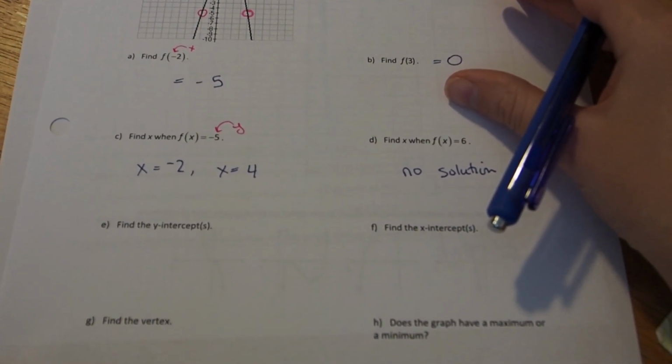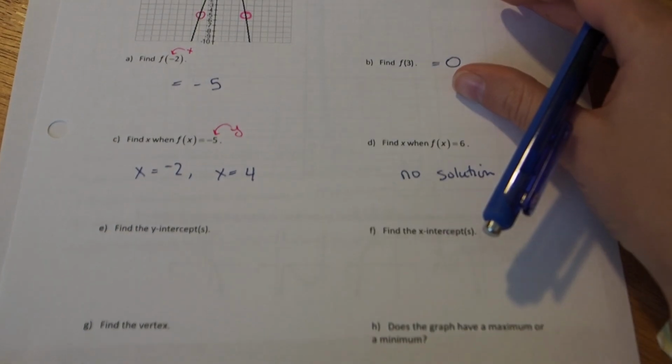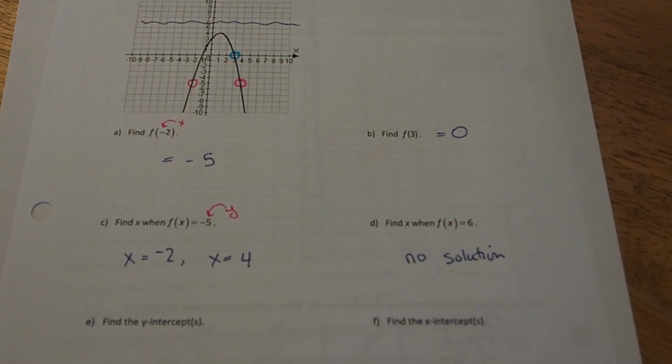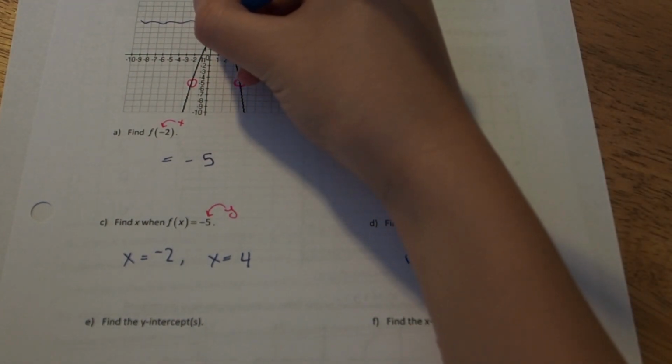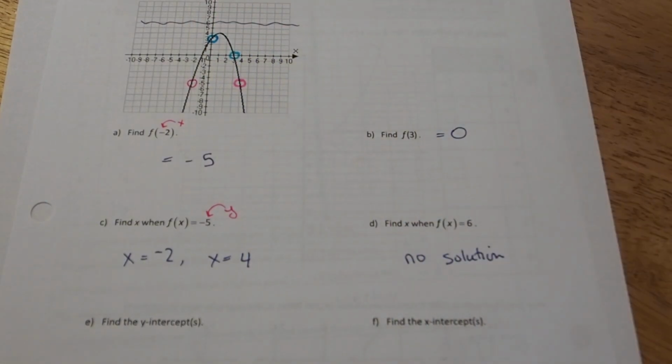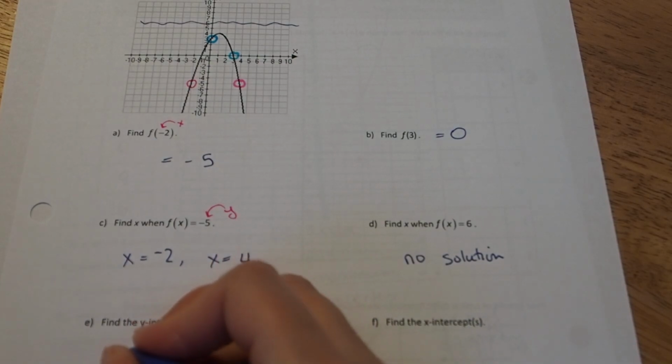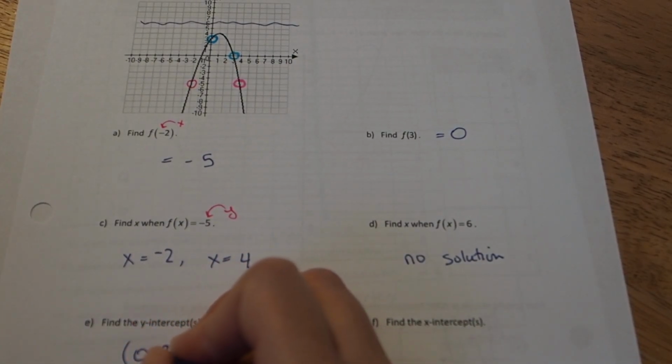Now, parts E and F are going to ask for the x and y intercepts. Part E first, the y-intercept. The y-intercept is a place where your graph crosses the y-axis. I'd like to list that as an ordered pair. The y-intercept is the ordered pair 0, 3.